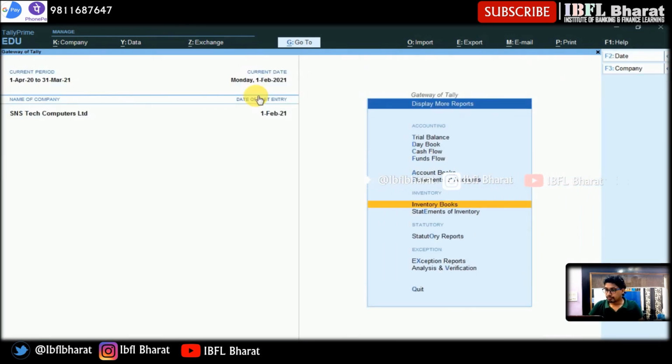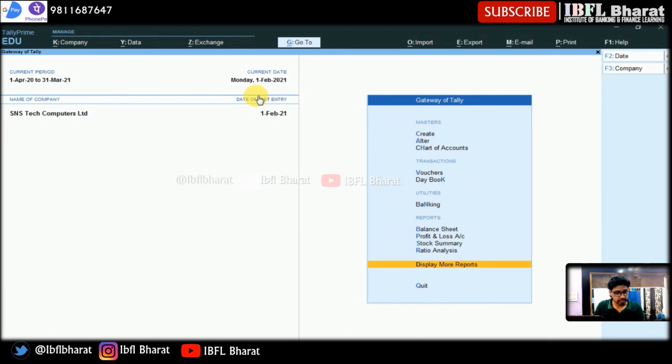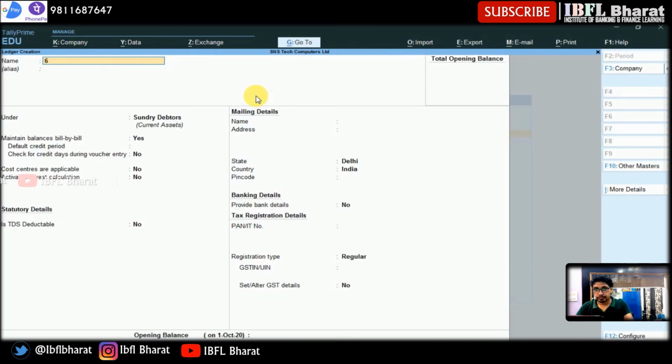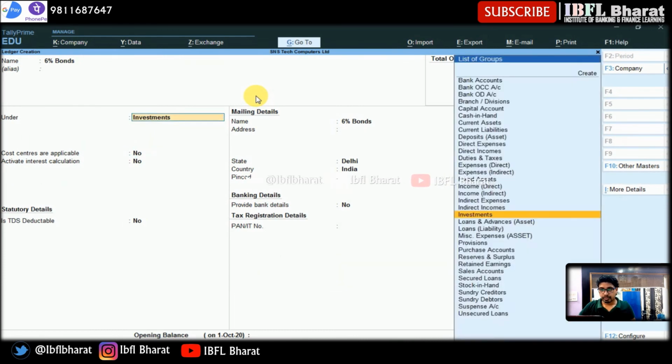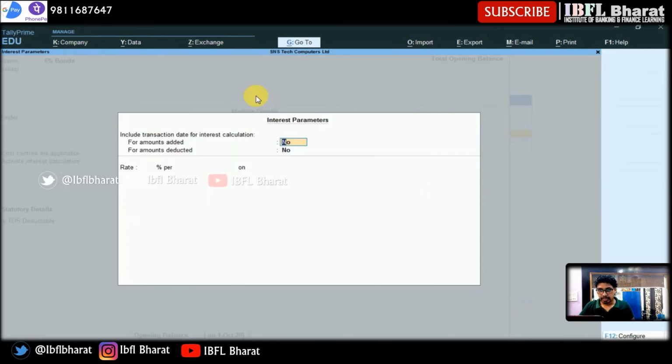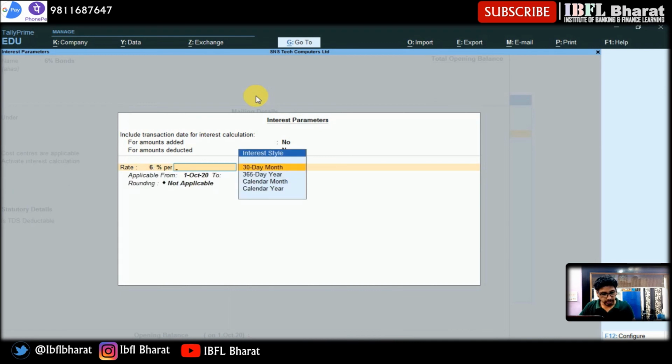Come back to Gateway of Tally, and now our next work is the company invested 14 lakhs in 6% bonds under investment. We have to create a ledger of investment named 6% bonds under investment. We are accepting the ledger by setting interest calculation yes, and the information we had given is 6% bonds, interest rate is 6%, but they are telling us that interest receivable is half yearly through check.